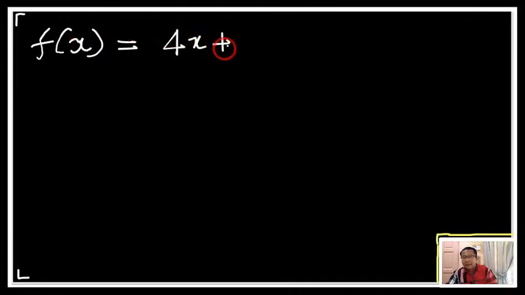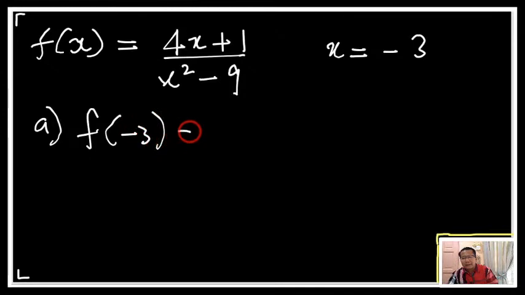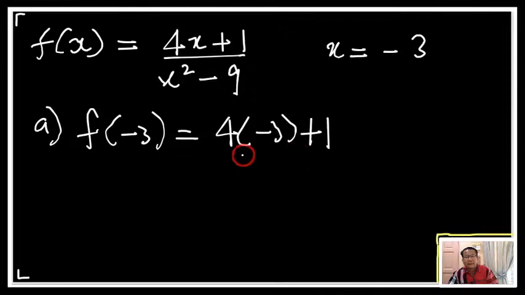Next example, you have f(x) equal to (4x plus 1) over (x square minus 9), at x equal to minus 3. Is this continuous or not at x equal to minus 3? Okay, first step, f(minus 3). So this one is 4 times minus 3 plus 1, over minus 3 square minus 9.